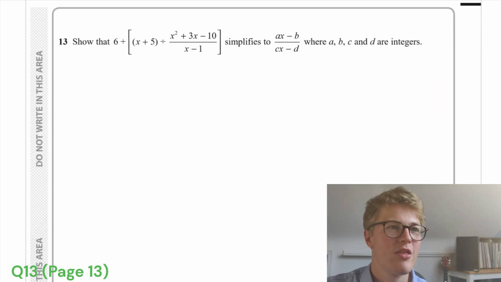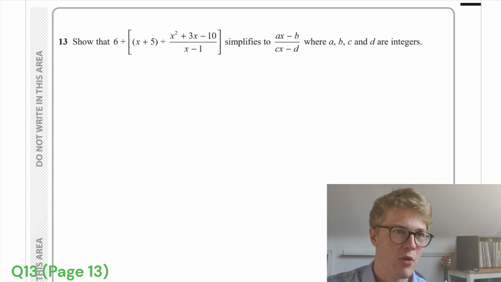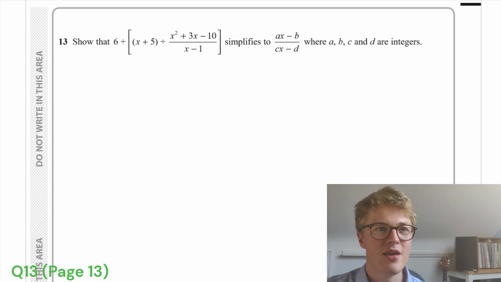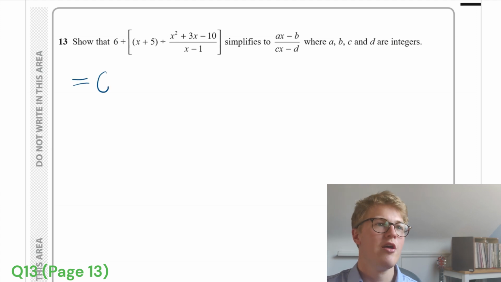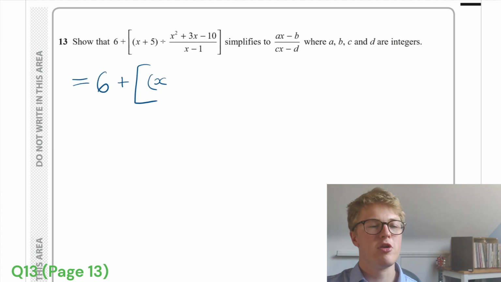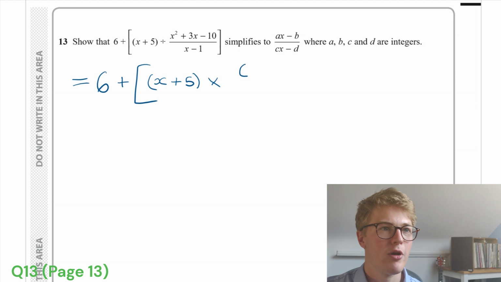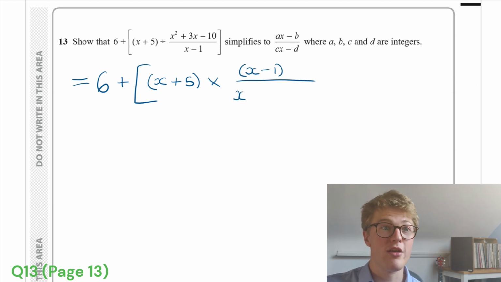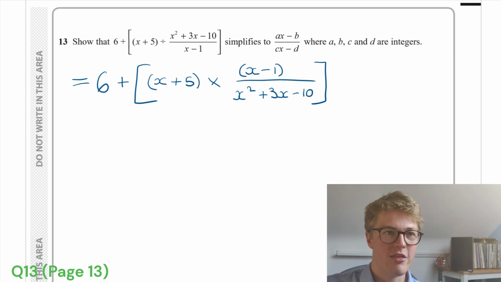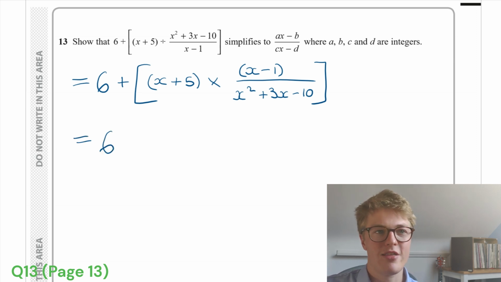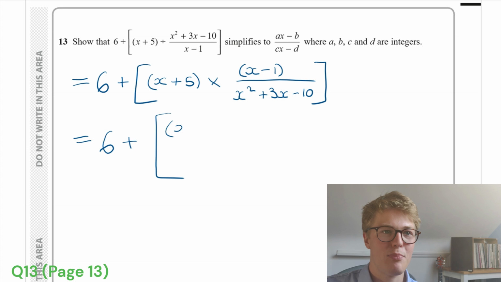Show that 6 plus x plus 5 divided by x squared plus 3x minus 10 all divided by x minus 1 simplifies to ax minus b over cx minus d, where a, b, c and d are integers. So we can write out the equation and we just flip the right hand side because we've changed it from a divide to a multiply sign. Okay. Now that we've done that, we can think about simplifying our denominator. So we've got x squared plus 3x minus 10, and this simplifies to x plus 5 times x minus 2.